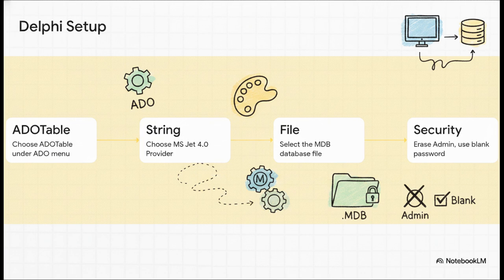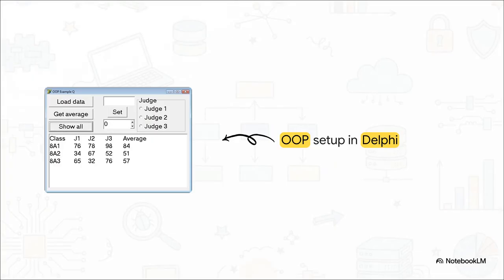Step 4, and whatever you do, do not forget this. Erase the username admin and make absolutely sure blank password is selected before you click OK. When you start building out those interfaces that actually pull from your data using object-oriented programming, or OOP, remember your structure is everything. You must type in the word interface to begin, and you must add a uses statement. To be safe, always include uses, SysUtils, Dialogs, Math, so your self-contained modules have the exact libraries they need to process information correctly. Don't skip that step.